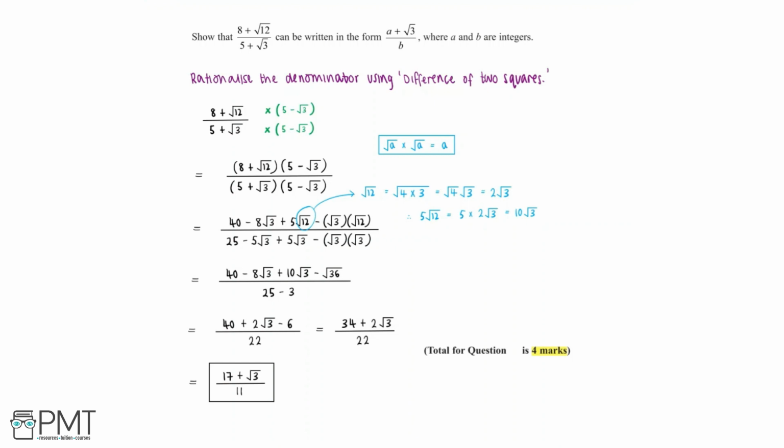Now this question is worth 4 marks. We get the first mark for a process to rationalise the denominator by multiplying both the numerator and the denominator by 5 minus root 3. We get the second mark for saying that root 12 is equivalent to 2 root 3. We get the third mark for continuing to simplify until we get to 34 plus 2 root 3 over 22. And we get the fourth and final mark for dividing both the numerator and the denominator by 2 in order to make sure that we've written our answer in the form a plus root 3 over b, which means that we'll end up with a final answer of 17 plus root 3 over 11, allowing us to get the full 4 marks needed in this question.